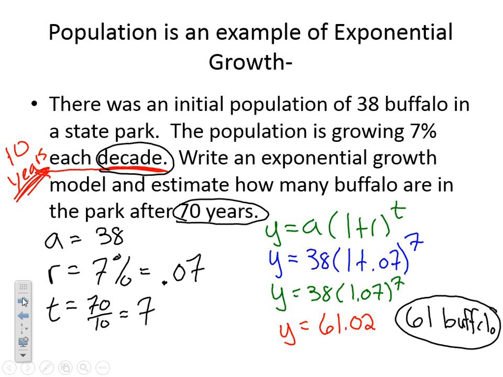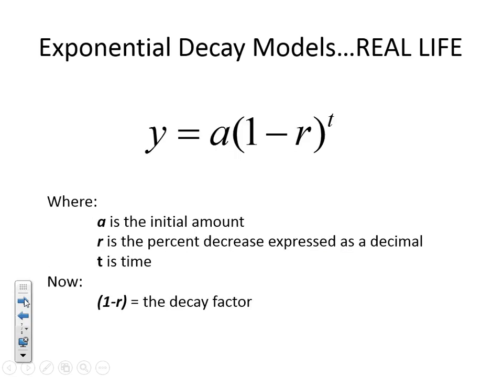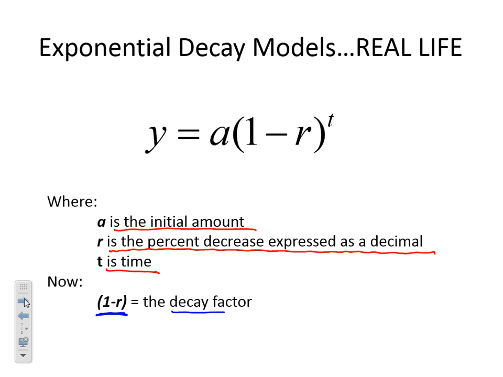All right, moving on to exponential decay model. So this is going to look very, very similar to the exponential growth, except now we have y equals a times the quantity 1 minus r to the t power, where a, make sure we write this down, a is our initial amount, r is our percent decrease expressed in decimal form, and t is our time. Now, just like we mentioned before, this right here is important because it says 1 minus r. Since we're subtracting, it's going to be a decay factor.